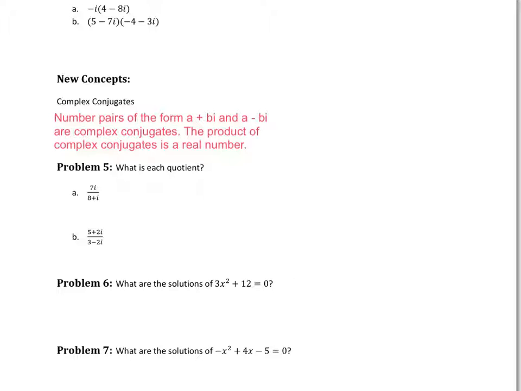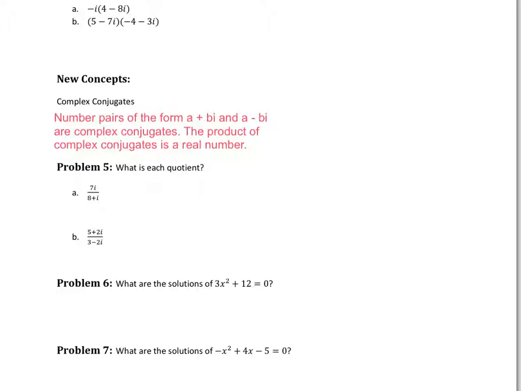Okay, we are going to do part 2 now of section 4.8 on complex numbers. So let's begin with complex conjugates. A plus BI is a conjugate with A minus BI, and A minus BI is a conjugate with A plus BI.